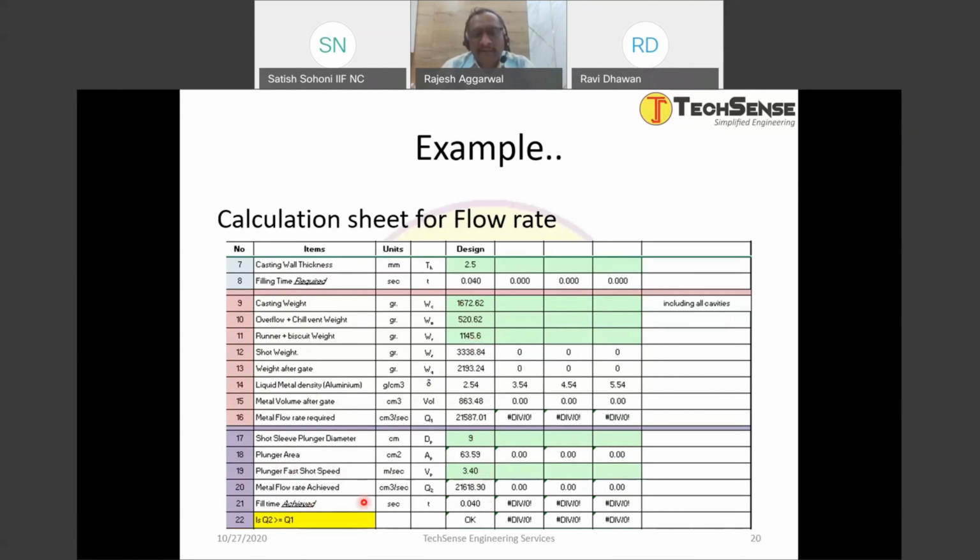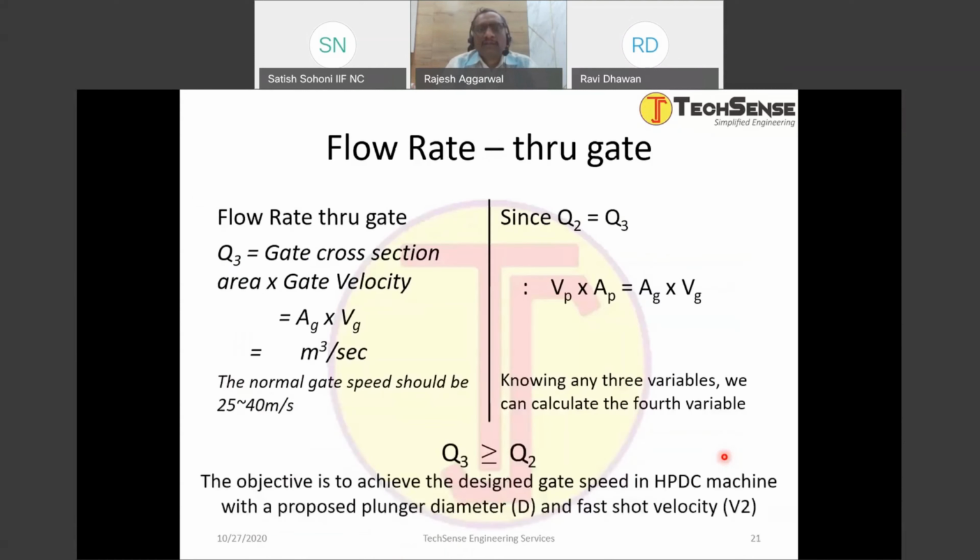And then we achieve certain flow rate and we achieve certain fill time, right? So what we are trying to say is Q1 more than or equal to Q1? Answer is yes. Are we getting? So we can develop the simple spreadsheet because the formulas are no high-tech formulas. These are very, very basic, simple engineering formulas. Right? Shall we go to the next part of it?